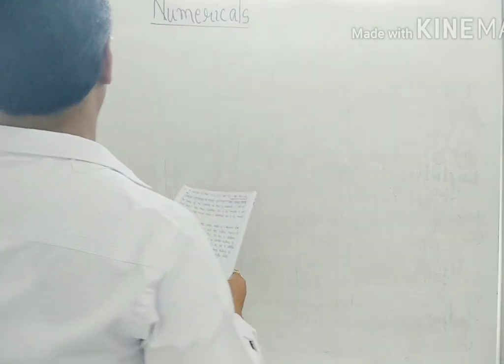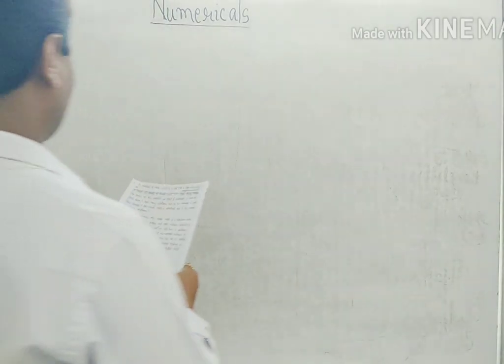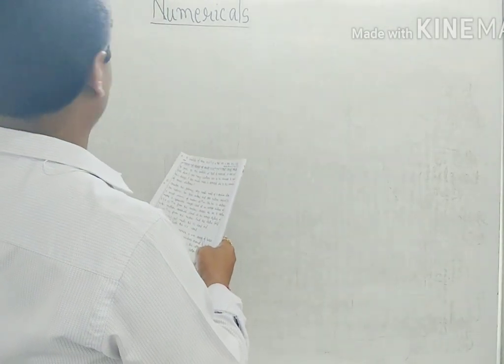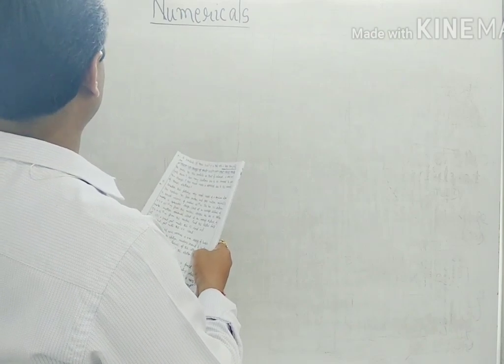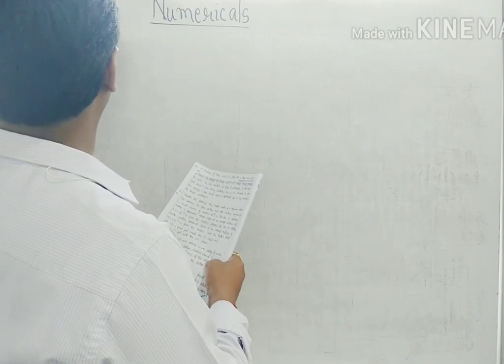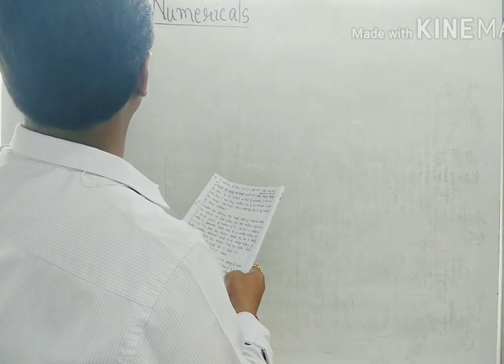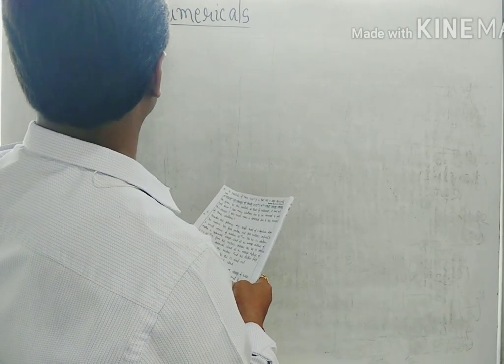So, fifth question, mass of particle is given to be 5 into 10 power minus 6 gram, or you can have 5 into 10 power minus 9 kg.